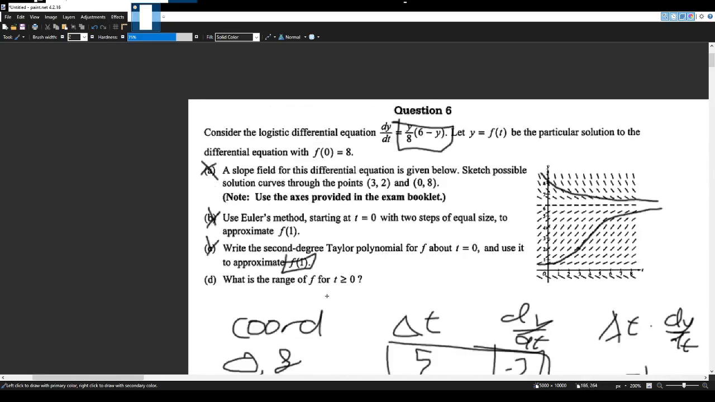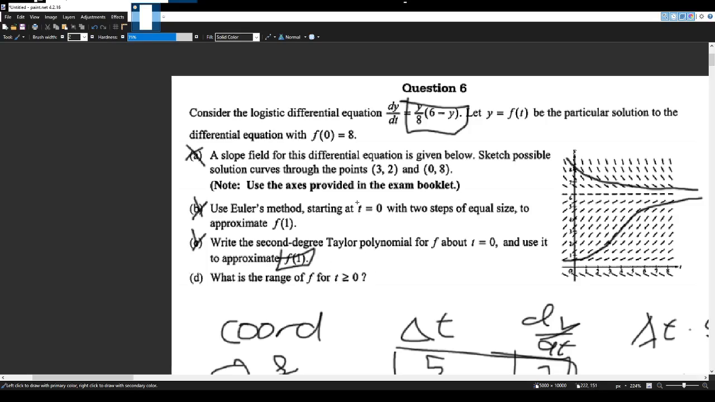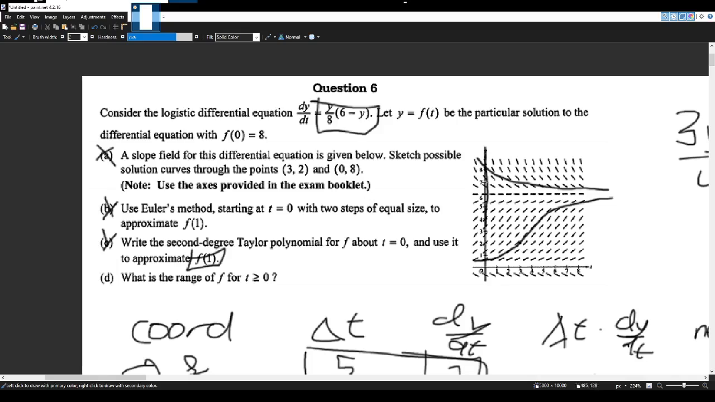Now, what is the range of f for t greater than 0? So we know f starts at 0, 8. So we're talking about just this positive part, right? Just this part to the right. So it seems like it's going to start here and just go down. And it looks like it's going to approach, looks like 6 maybe.